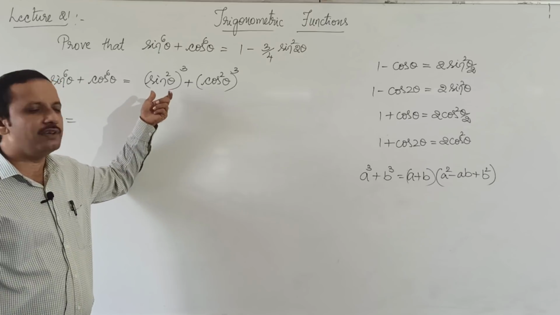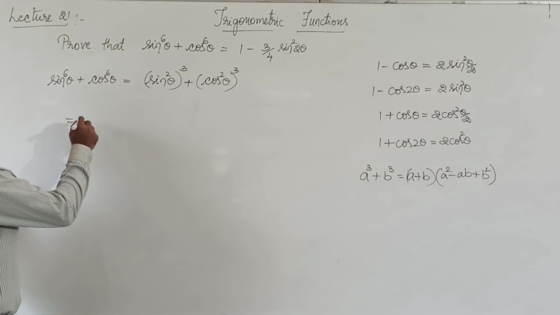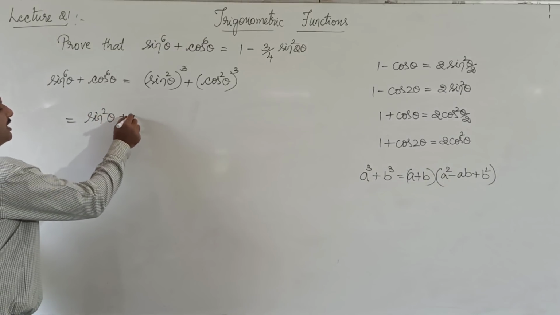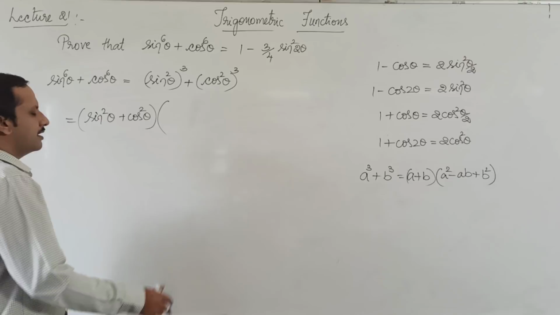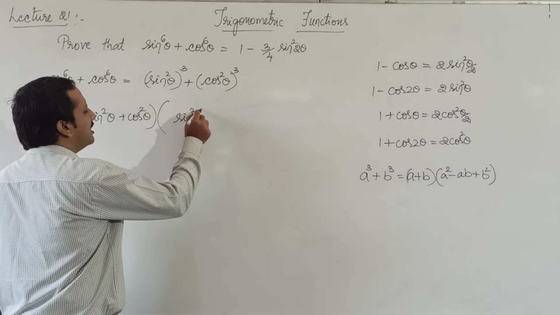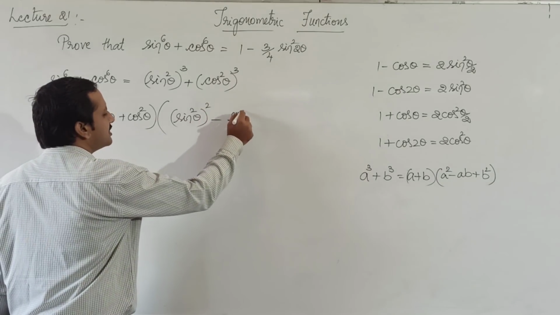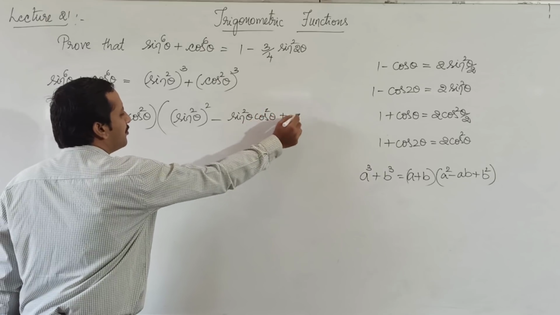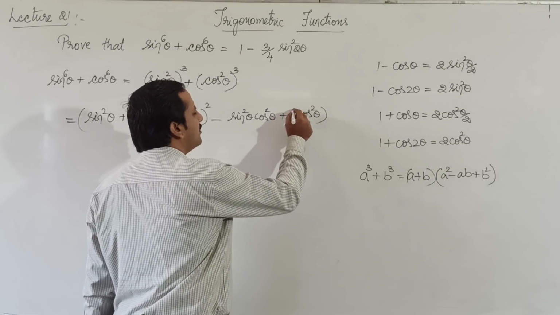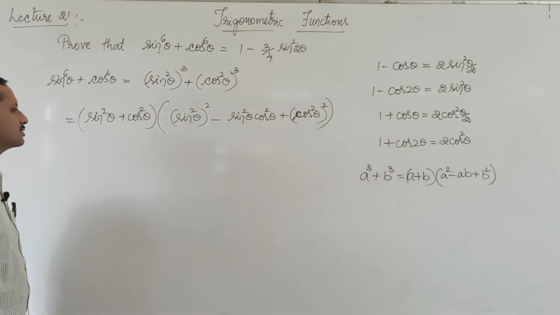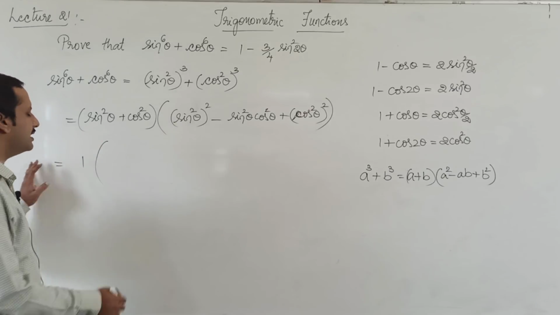In place of a we have sin square theta, and in place of b we have cos square theta. So a plus b, that means sin square theta plus cos square theta, into a square. What is a square? Sin square theta whole square, minus ab. ab means sin square theta cos square theta, plus b square. b is cos square theta, so b square is cos square theta whole square. Sin square theta plus cos square theta is 1, into sin square theta whole square.